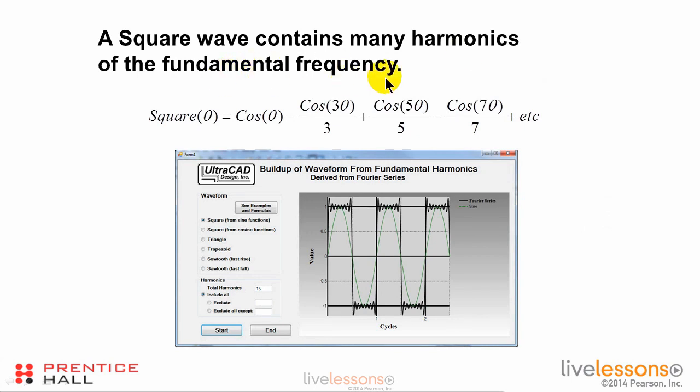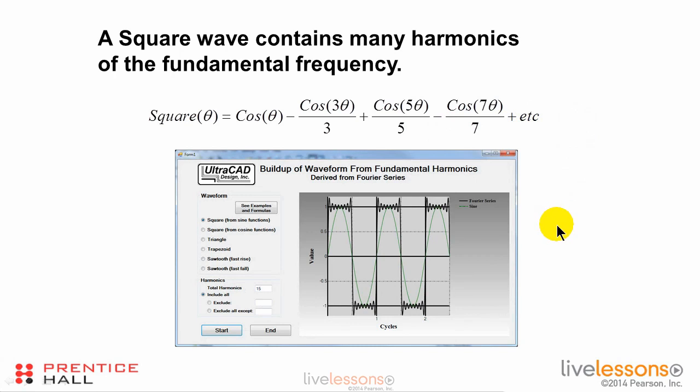Now, a square wave contains many harmonics of the fundamental frequency. Here is one way of looking at a Fourier series of a square wave. There are a couple of different ways we can do this. But a square wave of a certain frequency is equal to the cosine of that frequency minus the cosine of the third harmonic divided by 3 plus the cosine of the fifth harmonic divided by 5 minus the cosine of the seventh harmonic divided by 7, and so on. This is an infinite series that will stretch out in time. So we can get a better and better approximation of a square wave by adding more and more terms, or more and more harmonics, to this expression and summing them up.